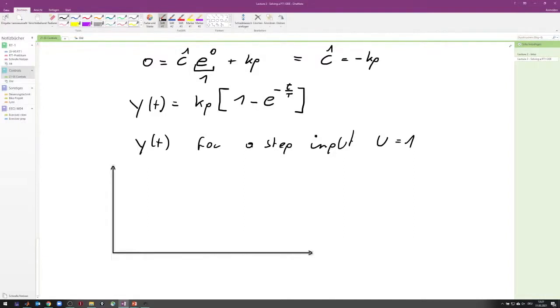So, if you want to now draw your graph y of t over t, we said, okay, we're going to start from here, and if we let t go to infinity, not 0, t go to infinity.